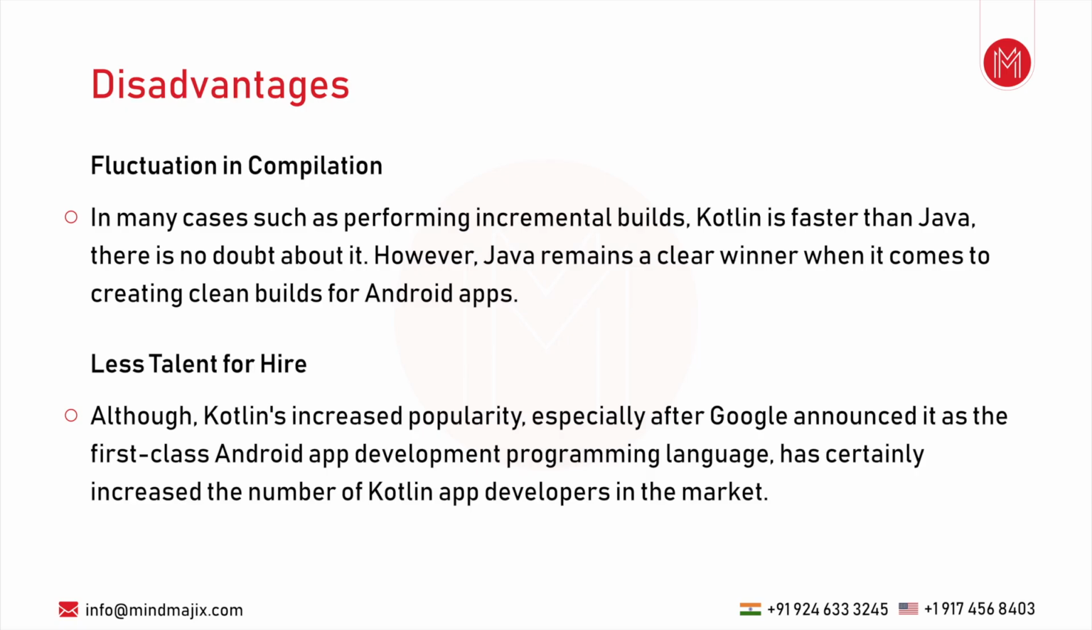In many cases of compilation, such as performing an incremental build, Kotlin is faster than Java. Kotlin remains a clear winner when it comes to creating a clean build for Android apps. And Kotlin's popularity is increasing. Google announced it as the first-class Android app development programming language, which has certainly increased the number of developers. That means the market is comparatively better than Java.